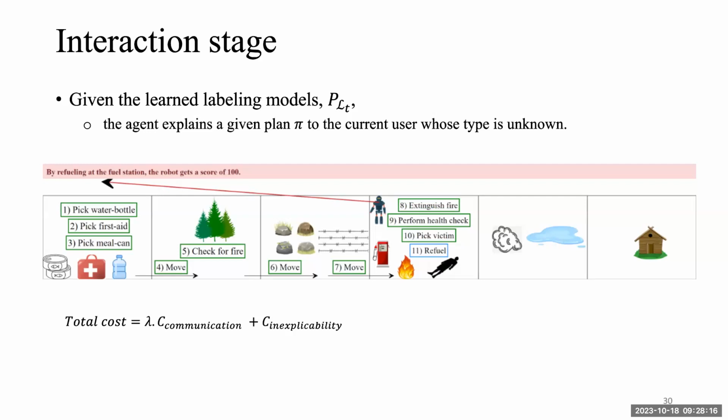All right. So interaction actually happens in steps, where at each step, a prefix of a plan is shown to the user, along with some explanation. And the user is supposed to look at the explanation and then mark each of these transitions as either explicable or inexplicable. Notice here that when they give us that information, that is our evidence for what their type is, and that is what we use to infer their type. Another thing is that the total cost of this interaction would be a linear combination of the communication cost and inexplicability cost.